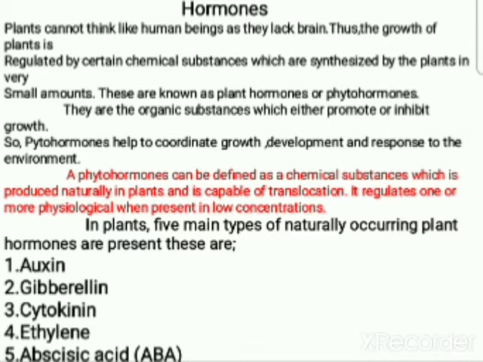Now, phytohormones can be defined as chemical substances which are produced naturally in plants and are capable of translocation, which means that they can be transported from one part of a plant to another part of a plant. They regulate one or more physiological processes when present in low concentrations. So in plants, 5 main types of naturally occurring plant hormones are present. They are auxin, gibberellin, cytokinin, ethylene, abscisic acid or ABA. We shall discuss these in detail.